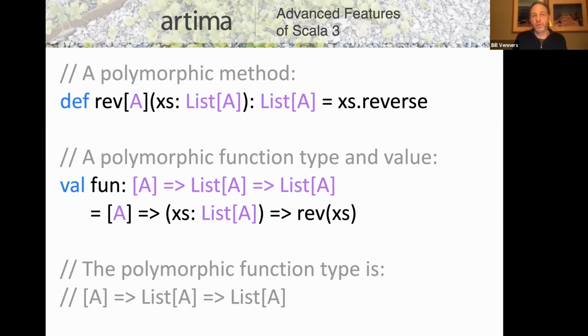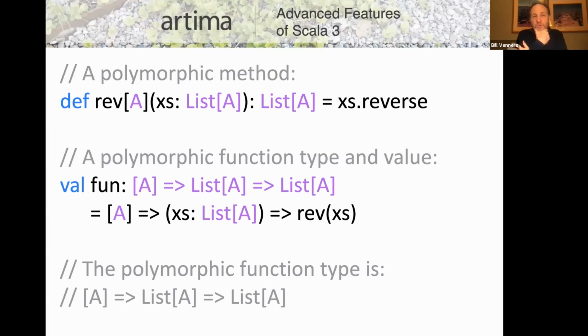So this rev method here takes a type parameter A, and then the parameter that it takes, the one in parens, that's a value parameter, is a list of whatever that type A is. So if you say A is String, if I pass String in there, then I have to pass a List of String and I'll get back a List of String. If you pass Int there, then I have to pass a List of Int and I'll get back a List of Int, right? That's just called parametric polymorphism.